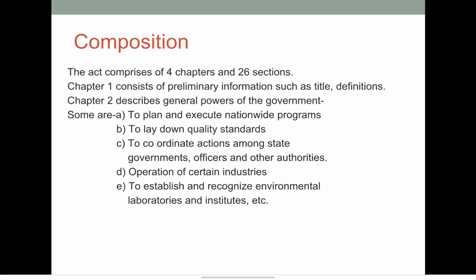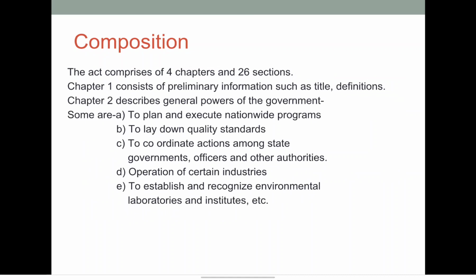Then we have looked at the composition of the Environment Protection Act, that it comprises 4 chapters and 26 sections. Chapter 1 contains preliminary information such as title and definitions, such as what is environment, environment pollutant, and hazardous substance. All these definitions are included in chapter 1. Chapter 2 describes the general powers of the central government.